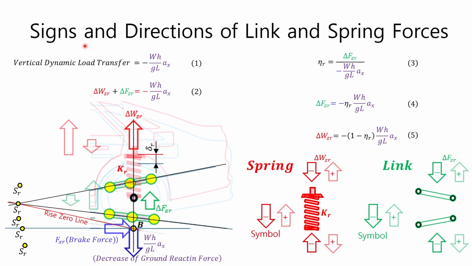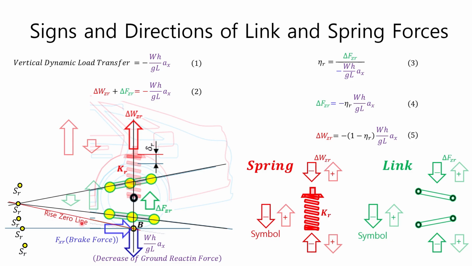Regarding the sign and direction of the vertical dynamic loads on the links and springs, I will explain using the rear wheel braking force, shown in this figure, as an example. In this figure, delta WZR represents spring force, and delta FZR represents link force due to rear wheel braking. When the virtual reaction point exists between the road surface and the rise zero line, both of these forces are vertically upward and act as tensile forces on the springs and links. The rise zero line will be explained later.